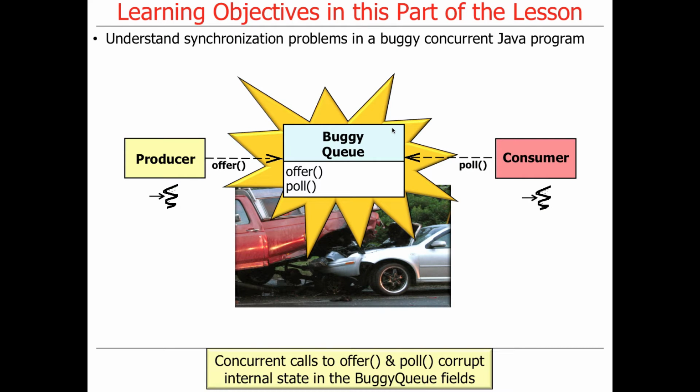So by the time you're done with this part of the lesson, you'll understand some common synchronization problems in a buggy concurrent Java program. As you'll see, this program has problems because it's going to be calling offer and poll in two threads on a queue that doesn't have any synchronization protecting its internal data structures, its fields, and as a result, chaos and insanity will ensue. We'll see that when we run the test program.